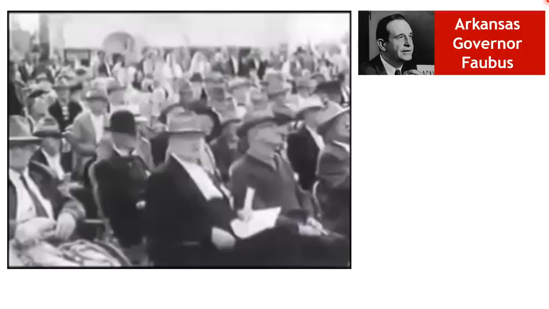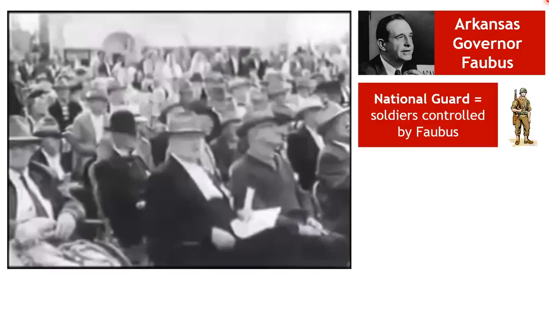Firstly, you've already heard about this person, the governor of the state of Arkansas, Faubus. He is against integration. He doesn't want black children going to white schools in his state. Now, as we found out in the first lesson, the state governor has troops that he can call on. They're called the National Guard. So they are like the Arkansas soldiers, and they are controlled by Faubus. He can decide what he wants to do with them. So in red here, Faubus and the National Guard, they are the Arkansas side.